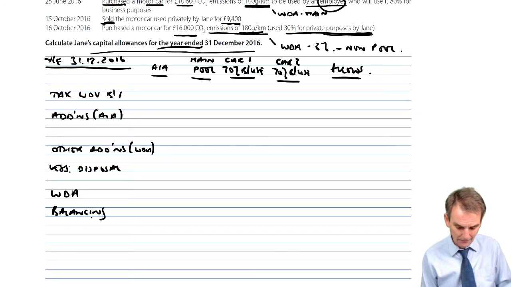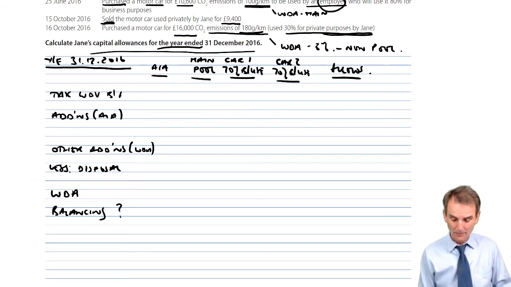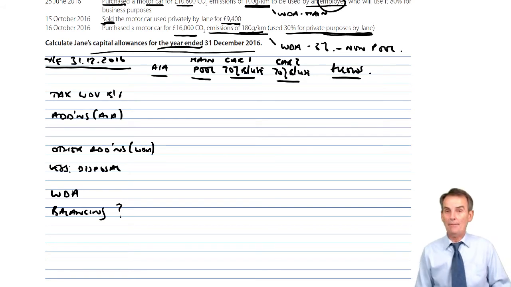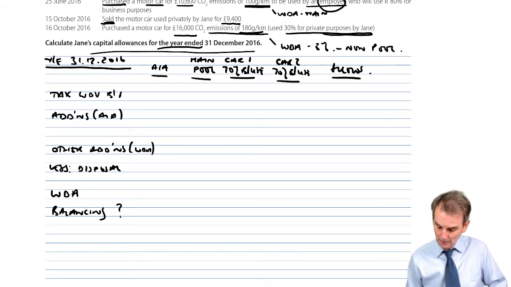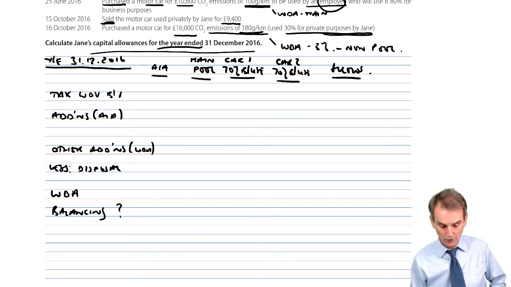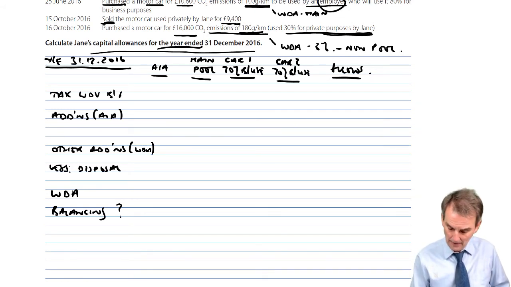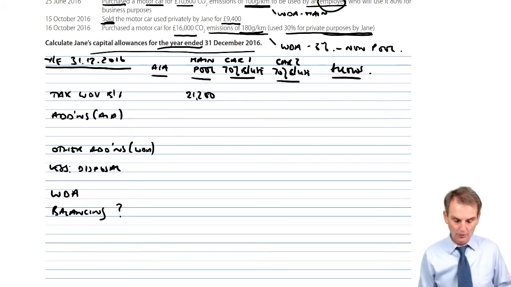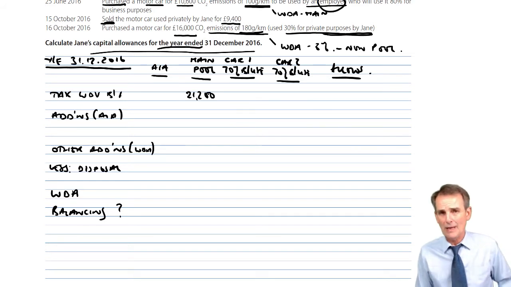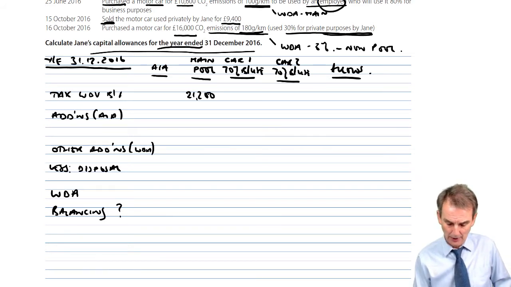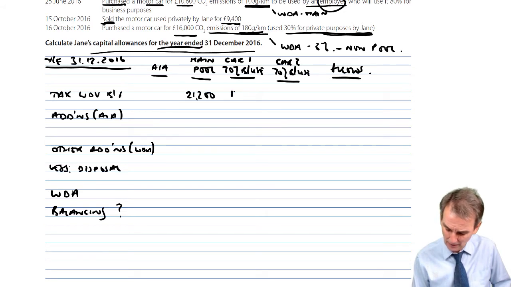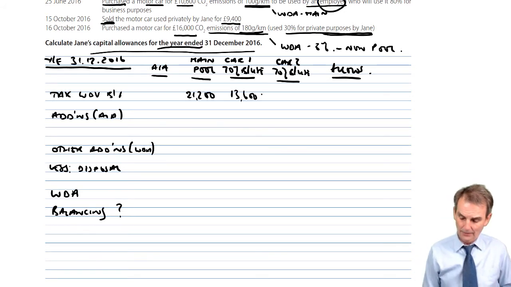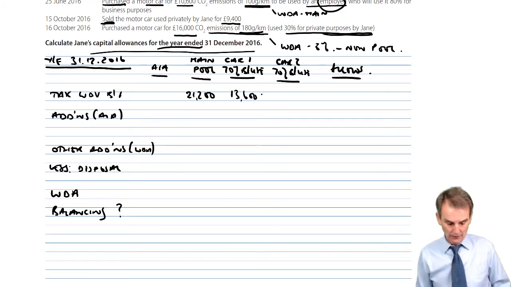We don't yet know what that balancing adjustment will be, though we could actually work it out with the figures we've already been told. We'll come back to that later. Okay, so going back through the information in the question, make sure that you can see that for yourself. The main pool tax written down value brought forward was £21,200. Car 1 that we had at the start of the period, with the private use by Jane, had a tax written down value of £13,600.